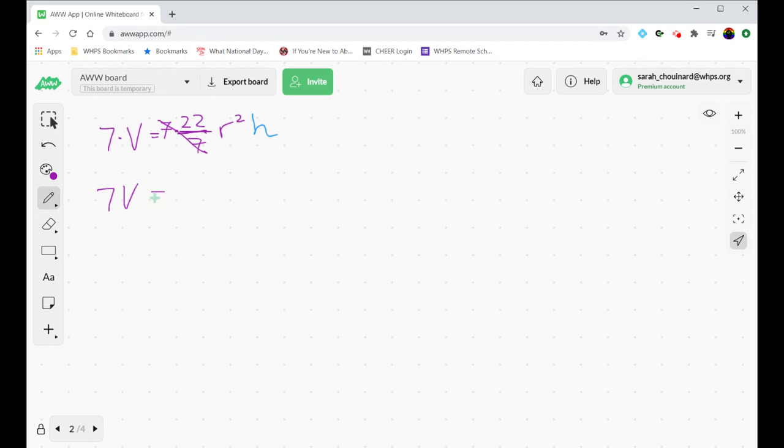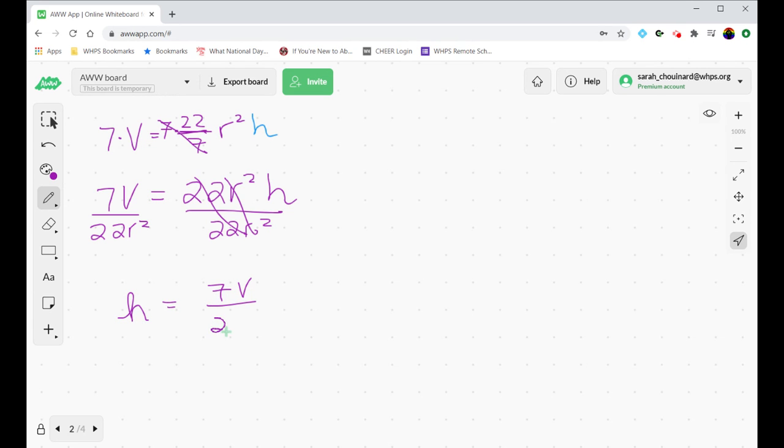And now I'm left with 7v equals 22 r squared h. So to isolate h, all I have to do now is divide, because h is being multiplied by 22 and r squared. So I'm just going to divide both sides by 22 r squared. That cancels, isolating h. And so I get h is 7v divided by 22 r squared. That's my final answer.